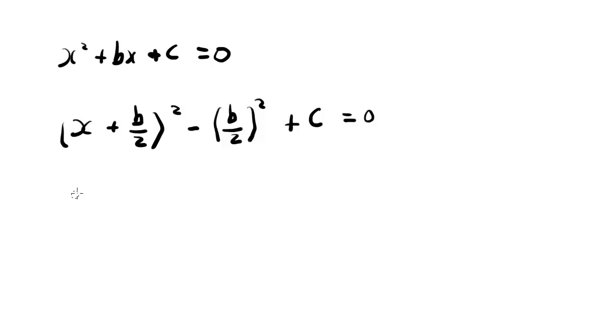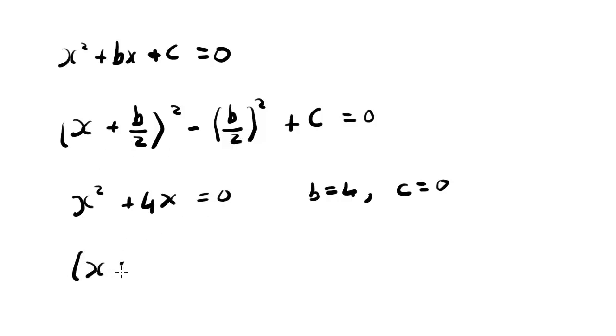So let's imagine we have x squared plus 4x equals 0. So here our b is 4 and our c is 0, and the question says complete the square. So what we do is we just fill out this formula. So we get x plus, and then b over 2, so that's 4 divided by 2, which is 2, squared, minus b over 2 all squared, so that's minus 4 divided by 2, that's 2 squared, and then plus our c, that's plus 0.